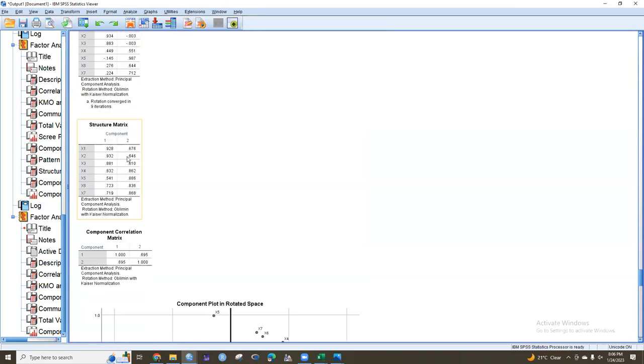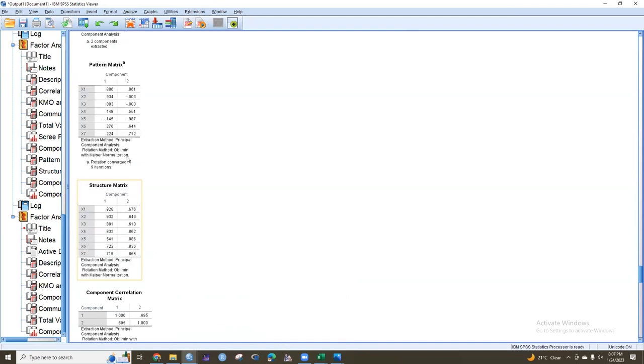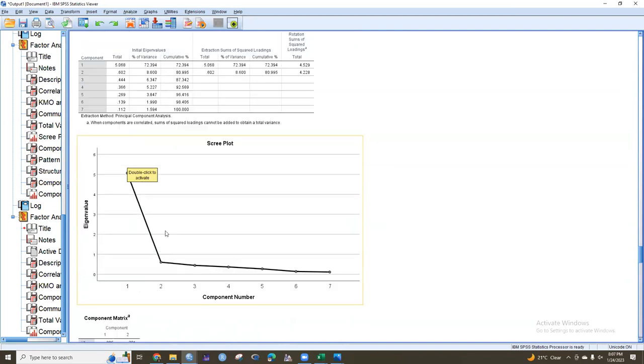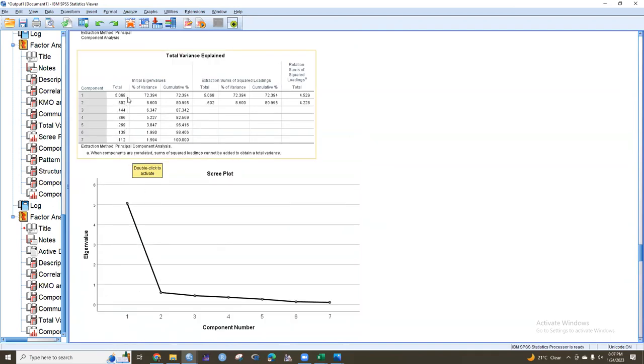Sir, is reducing the number of factors decided by us? I told you that there are three ways. One way is to go for the scree plot and see where the elbow is. Another is to see whether the eigenvalue is more than one. This is how we can decide how many factors we should retain. So we can take more than two factors also. Yes, there are three ways by which we can decide.